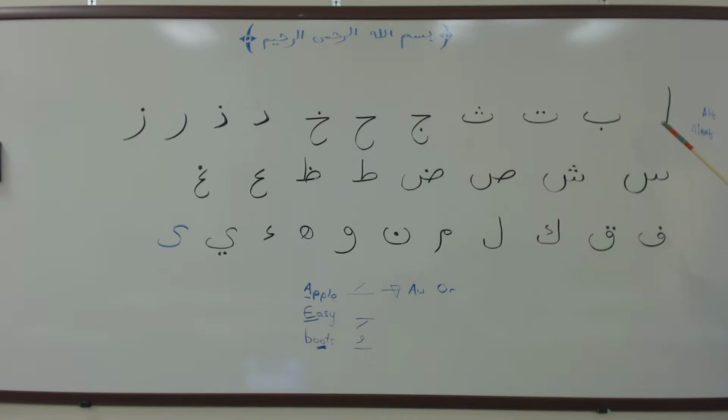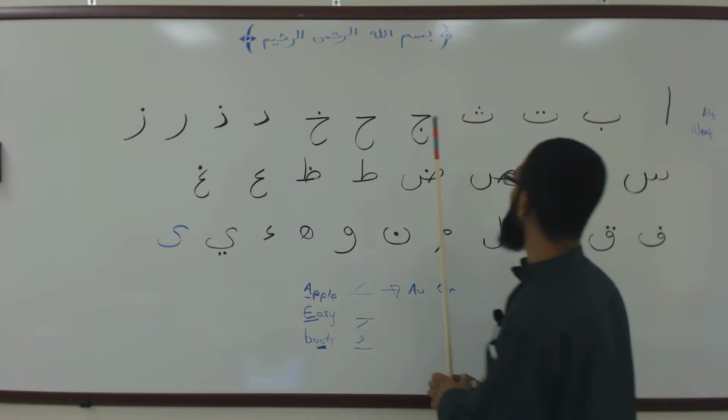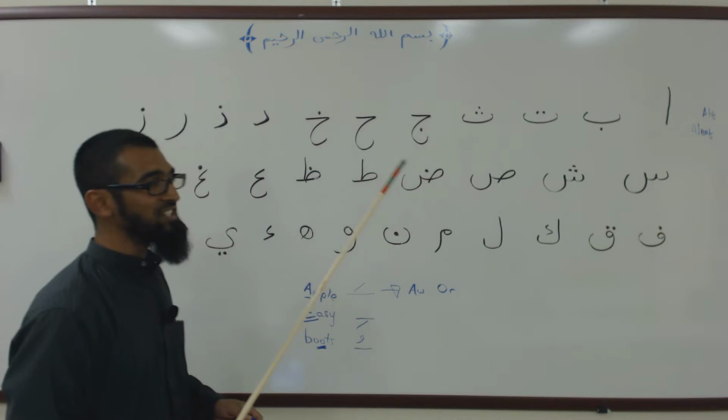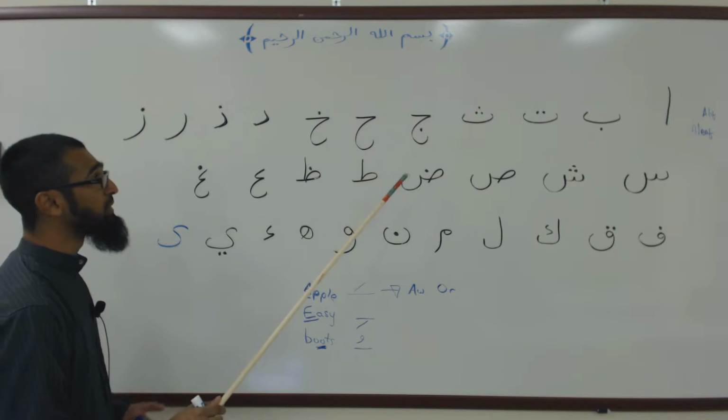So notice this gave us the a sound, alif, right? And the lif we said gives you the e sound, alif. Ba, the a sound, ba, ta, tha, jim, this is letter jim, right? Notice we didn't say jim, we said jim, like a jeep.